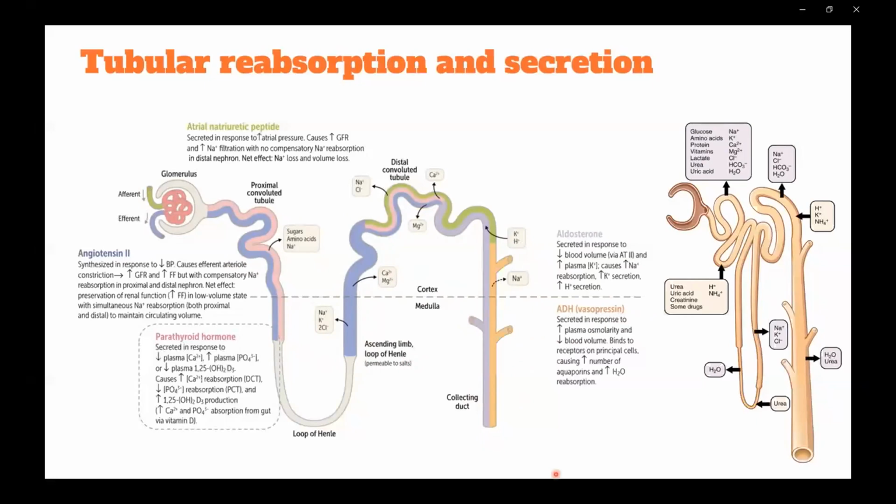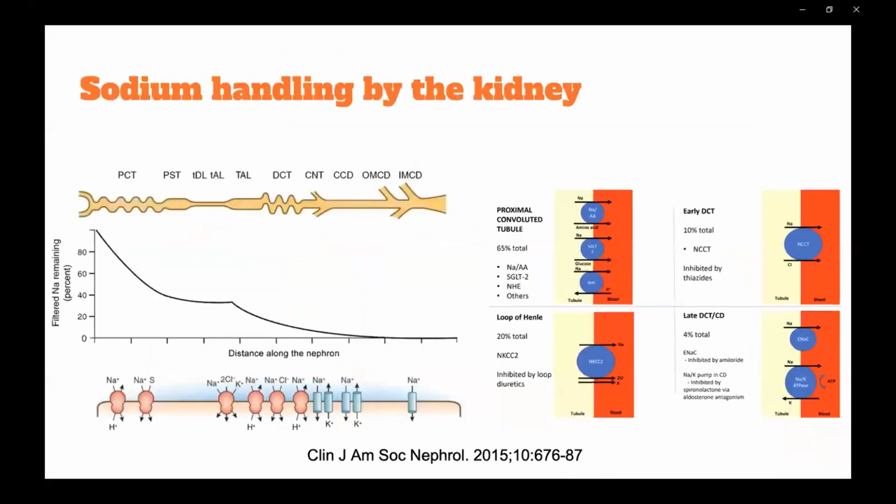So these are the three important functions of the kidney. First, we saw glomerular filtration. Next, we saw tubular reabsorption. And third is tubular secretion. Now, let's see the important functions of the tubule. I will try and describe the various channels and how each of them acts.